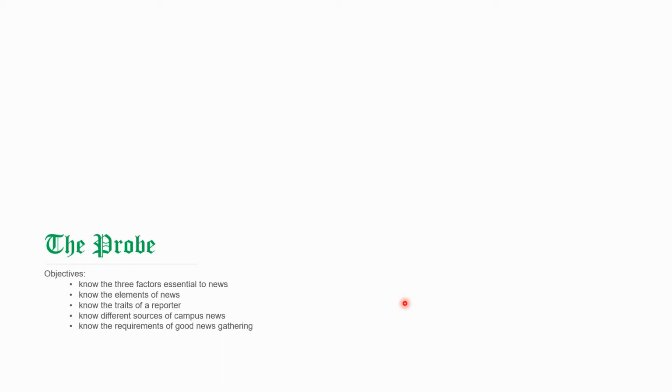In this episode, we have the following objectives. The first one is to know the three factors essential to news, and then the second objective is to know the elements of news. The third objective is to know the traits of a reporter, just like you, and then the fourth objective is to know different sources of campus news, and then the fifth objective is to know the requirements of good news gathering.